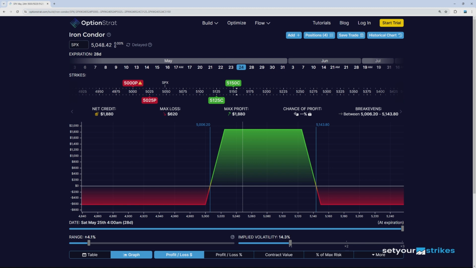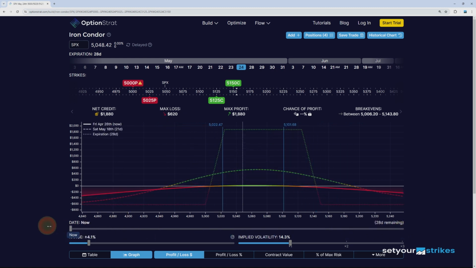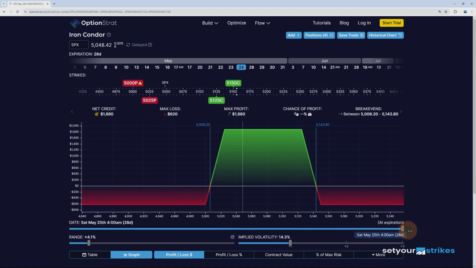So that's the lesson in using OptionStrat or any tool like OptionStrat that lets you model a trade and view the impacts of different factors that affect your trade. Things like price of the underlying, time in trade, and implied volatility. Those are the three main ones. All three can be manipulated using this tool and other tools like it.